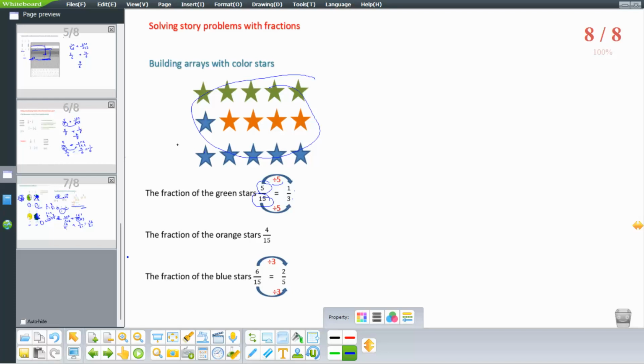Okay, here we have 6 blue stars, 6 over 15, and we know that both of them are in the table of 3, so let's divide by 3. 6 divided by 3 and 15 divided by 3. 6 divided by 3 equals 2 and 15 divided by 3 equals 5.